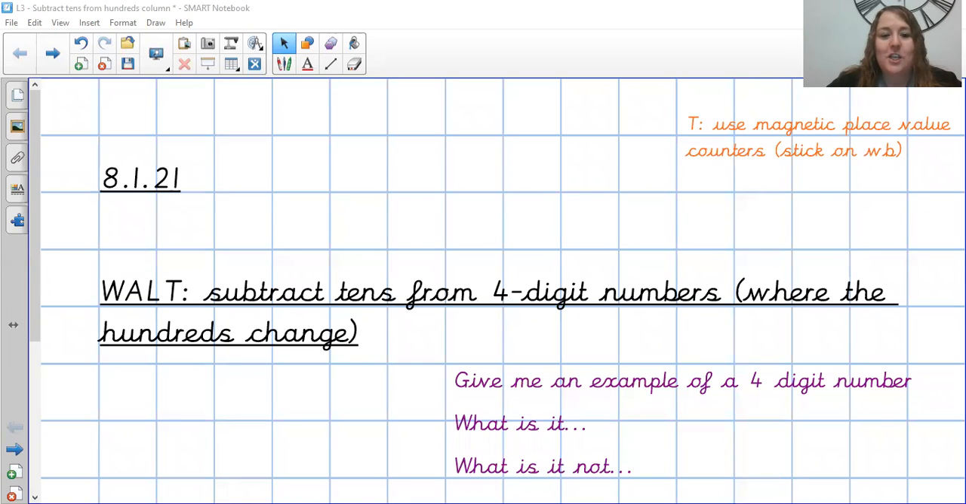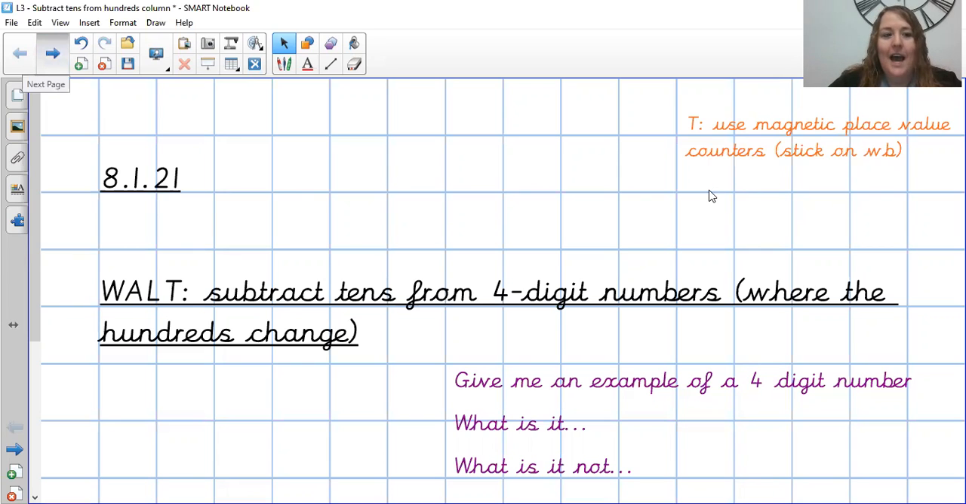Today, we are learning to subtract tens numbers from 4-digit numbers where the hundreds change. So already I'm wondering if you can see any patterns or you think you'll notice any patterns as we go. But for now, let's get started.